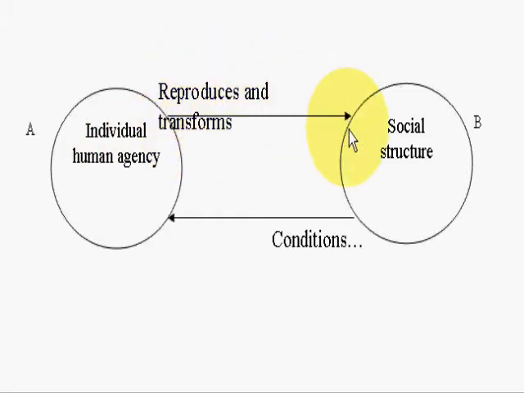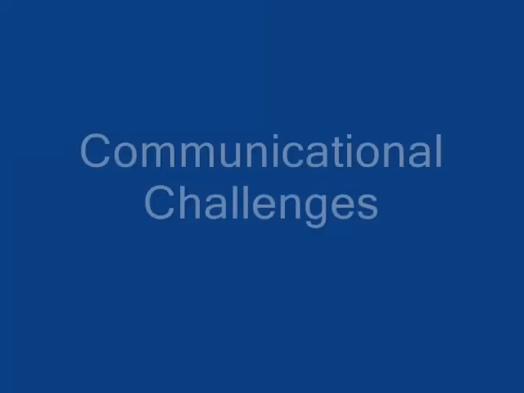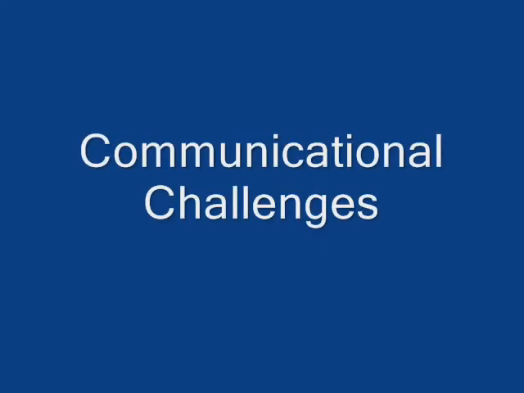The idea is that individual human agency reproduces and transforms social structure, which in turn conditions individual human agency, and that this is something which underlies the relationship between individuals and institutions. Now clearly that process relies on communication for the ability of individuals to reproduce and transform their institutions. But institutions, and perhaps universities particularly, struggle with communication.